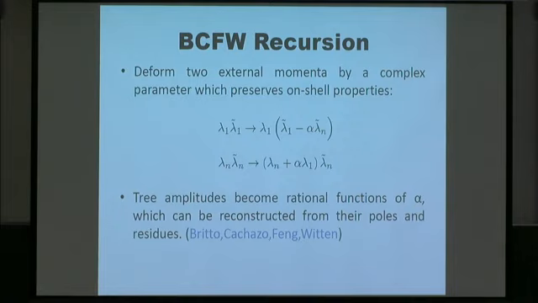And then the key observation is that for tree-level amplitudes, when you perform this deformation, they now become rational functions of this complex parameter alpha, which can in turn be reconstructed from their poles and residues. And so in particular, if the amplitude vanishes when alpha goes to infinity, this boils down to the statement that all of the poles will correspond to factorization channels of the amplitude, and at these factorization channels, the residues will correspond precisely to lower point on-shell amplitudes. And in this way, one can construct higher point on-shell amplitudes from lower point ones.